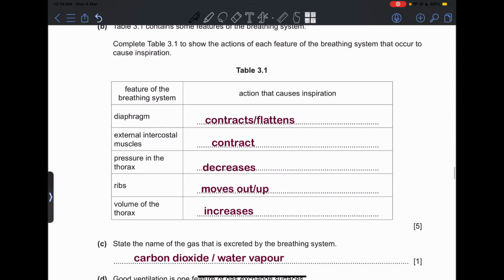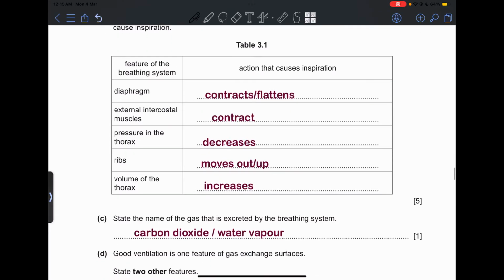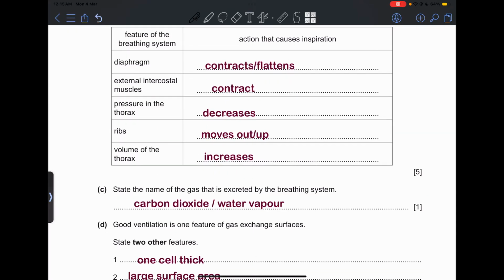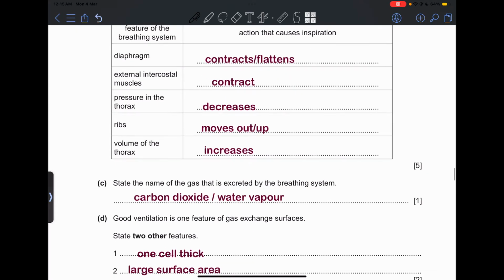So in inspiration, we know that the diaphragm contracts, or it flattens, it becomes flat. The external intercostal muscles also contract, and the pressure in the thorax is decreased. The external intercostal muscles are the opposite of the internal intercostal muscles. So if the external ones contract, then the other ones have to relax. The ribs also move outwards and the volume of the thorax increases.